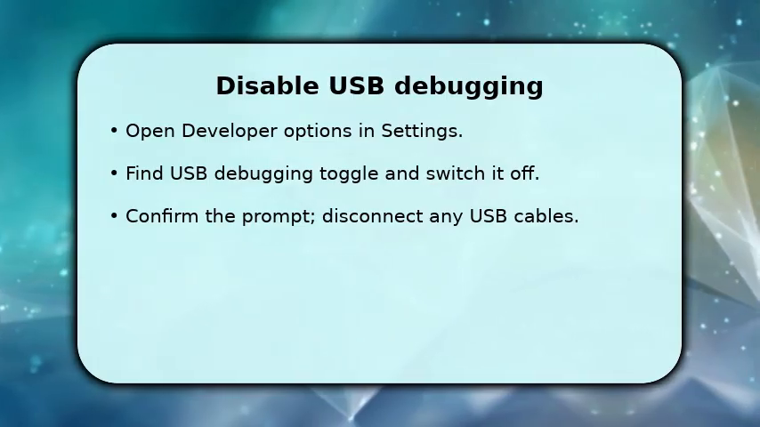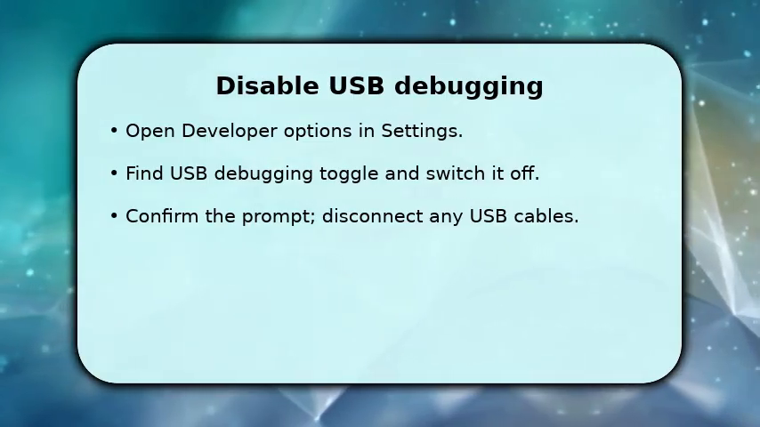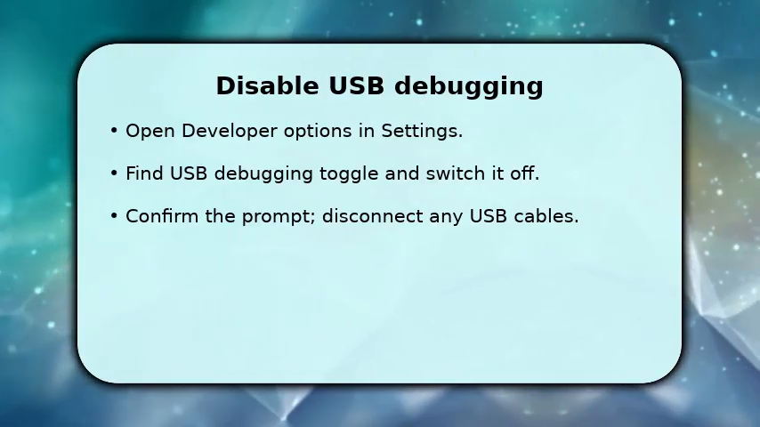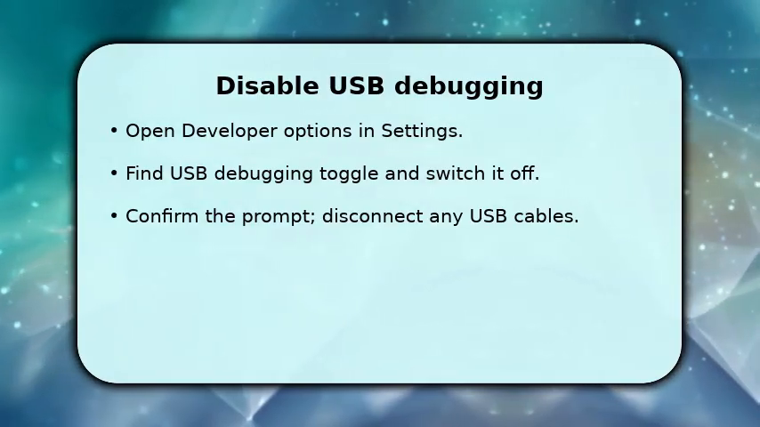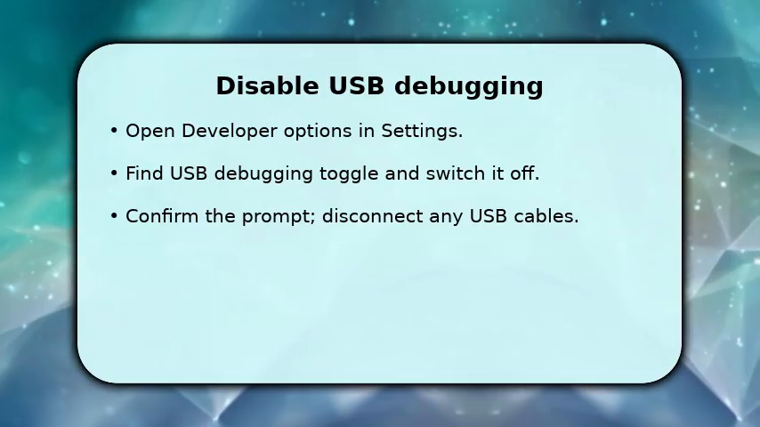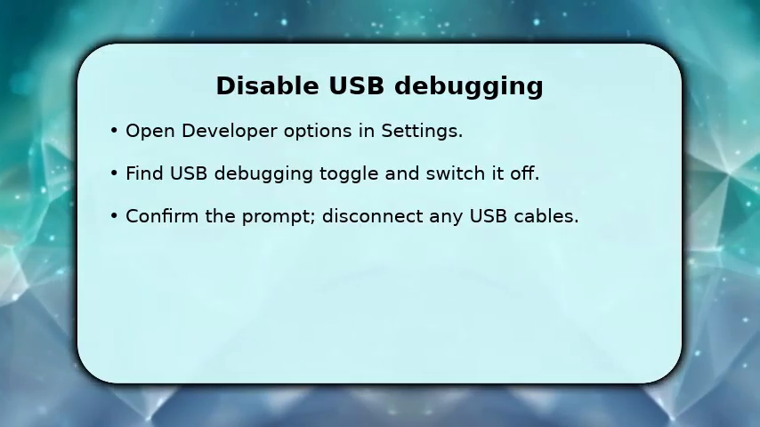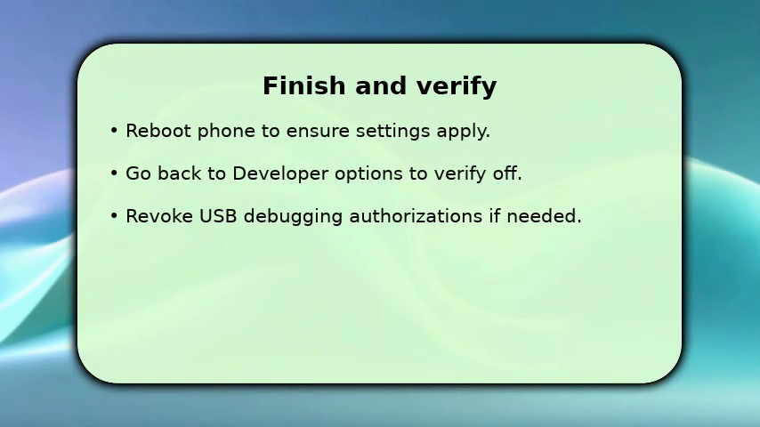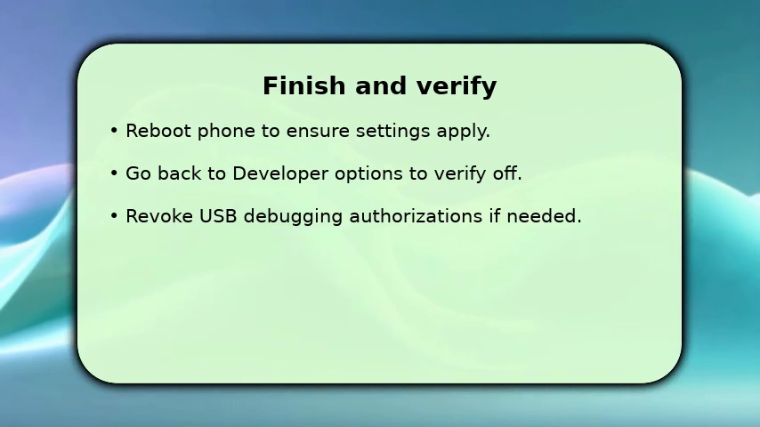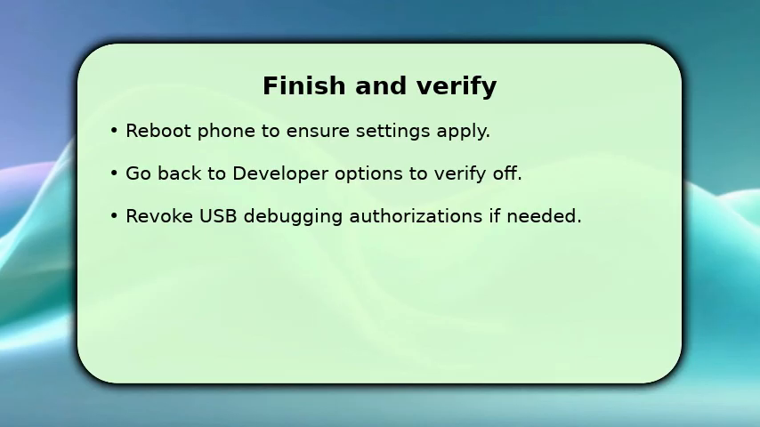Make sure to unplug any USB cable while you do this, because an active connection can keep the device listed on a computer. After disabling, Android stops allowing ADB commands from attached hosts, unless you re-enable and reauthorize them. To finish, reboot the phone so the change fully takes effect and any lingering sessions are cleared.